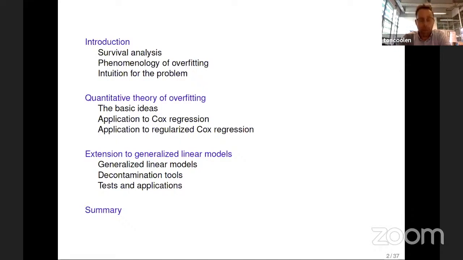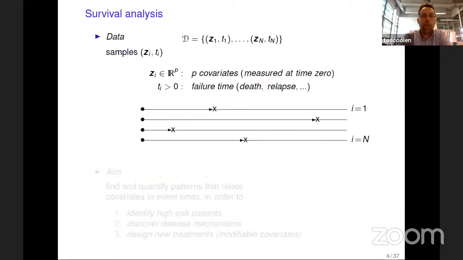So I'll start with the introduction. Because the motivation for this came from medicine, I start initially with an area of regression models called survival analysis. Then I will gradually work my way to the more generalized setup, where we find that the method that was initially developed for survival analysis can in fact be generalized to arbitrary generalized linear models. So this is the structure of the talk. Let me start with the introduction.